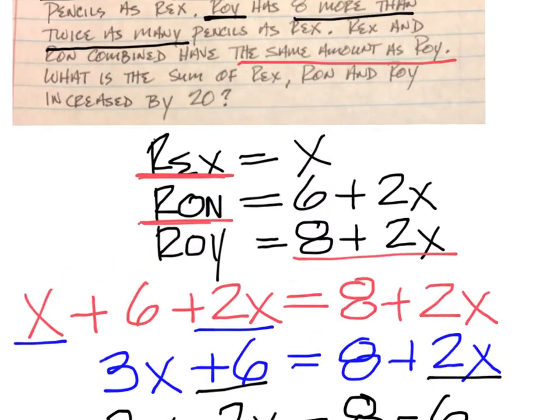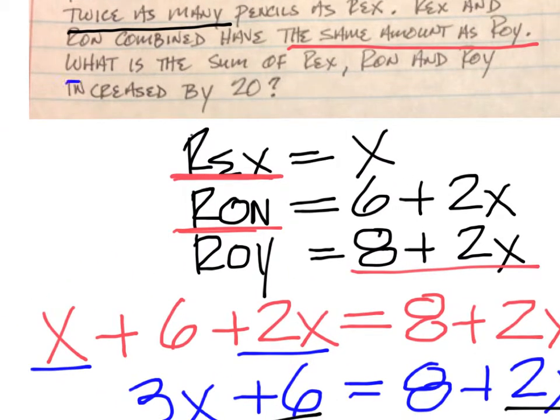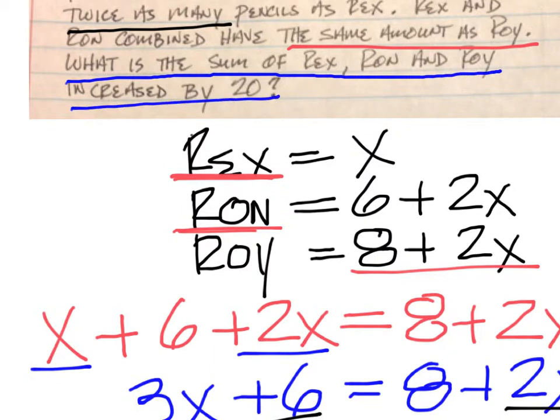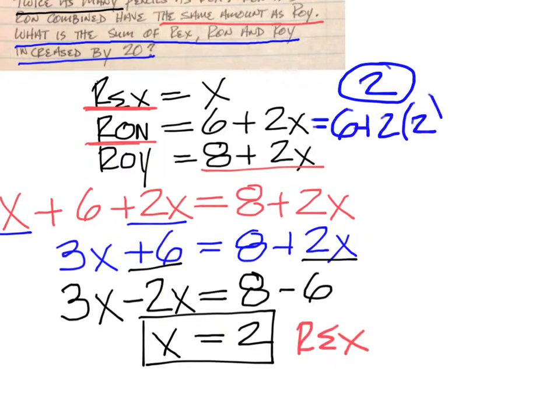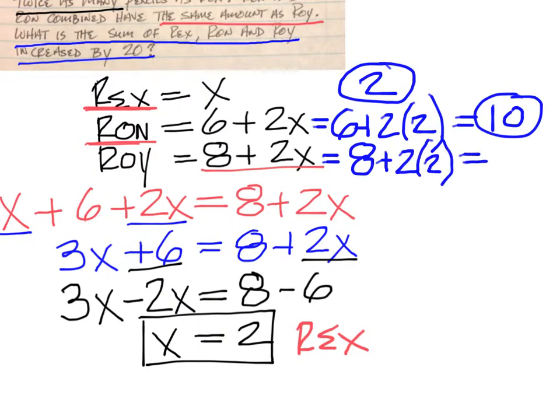Now the problem up here says, what is the sum of Rex, Ron, and Roy increased by 20? So we're going to have to find out what everybody else has. We know Rex, we just found him. He has 2. So let's plug that 2 in for X where Ron is at. 6 plus 2 times 2. That's 6 plus 4. That's going to be 10. Let's plug that 2 in for X with Roy. 8 plus 2 times 2. 8 plus 4 is 12.